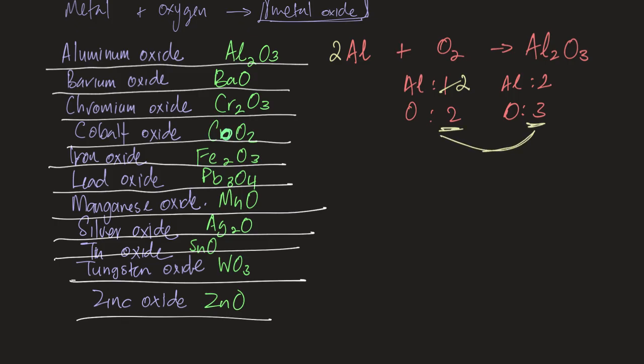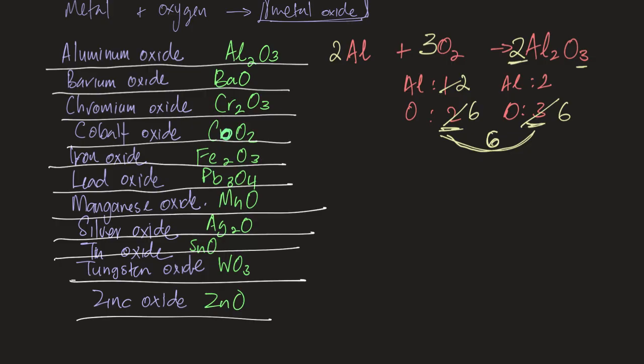Now my oxygen, there's a 2 here and there's a 3 here. Now I need to bring that to a common number. If I say 2 times 2, I'm going to get 4, and 3 times 2, I'm going to get 6. So that's a problem. I need to find a multiple of the two numbers. The number that it comes to is 6. How do I get 2 to become 6? I times it by 3. So I'm going to put a coefficient of 3 there, and oxygen becomes 6. And how do I get 3 oxygens to become 6? I need to put a 2 in front. And now my oxygens are 6.